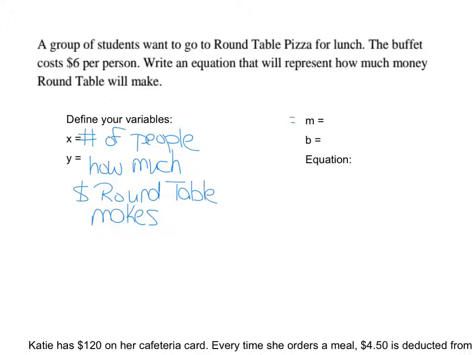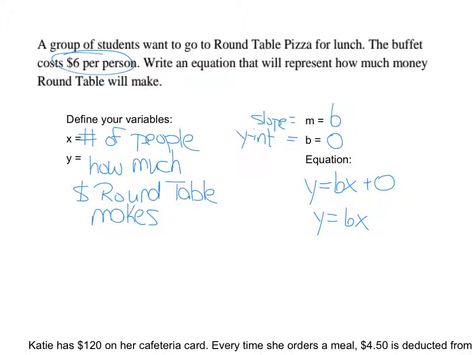So m is the slope. What's the rate of change here? What is changing each time a new person comes? That's $6 per person, right? So m is 6. And b is the y-intercept. What happens if no people show up to Round Table Pizza? They don't get any money, right? So my equation is y equals 6x plus 0, but we wouldn't write it that way. We won't write that plus 0 out there. We'll just write 6x. So y equals 6x is the equation that represents how much money the pizza place is going to make.